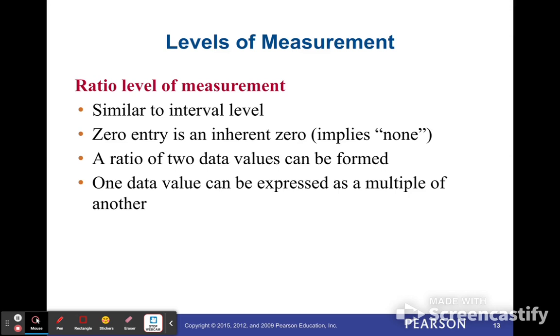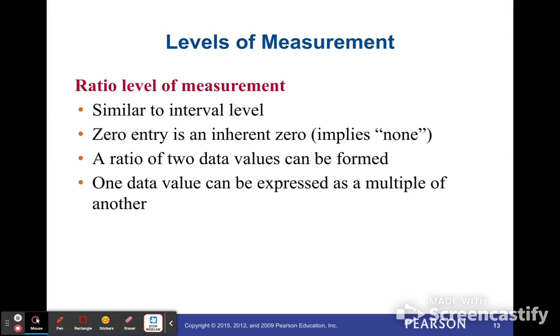Like, for example, weight. If the weight is zero, does it have weight? No, right? Do you guys follow? That's how you understand what ratio level and interval level of measurement is. So always ask yourself about the zero.